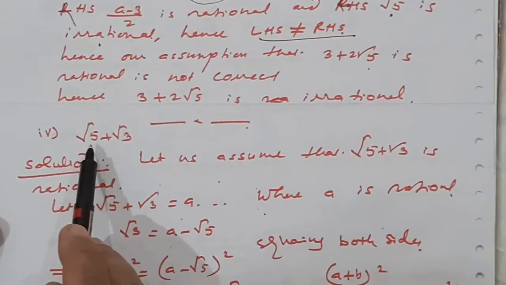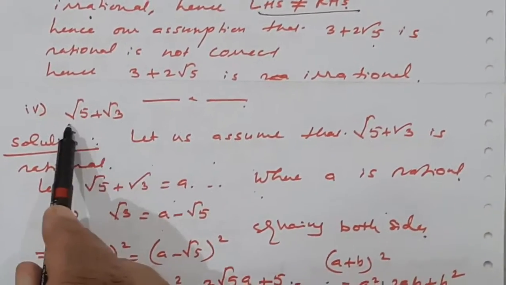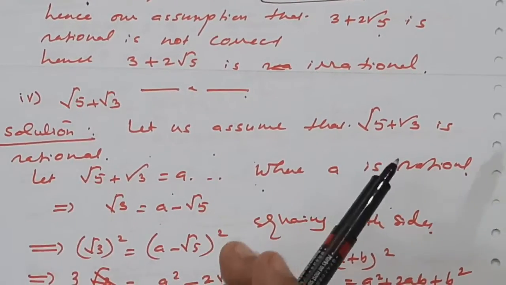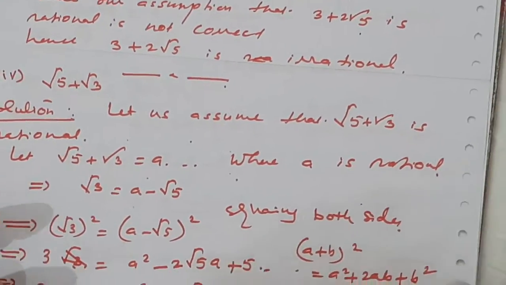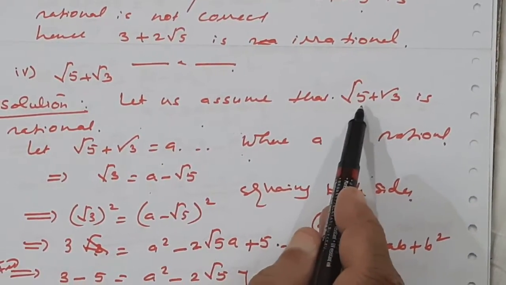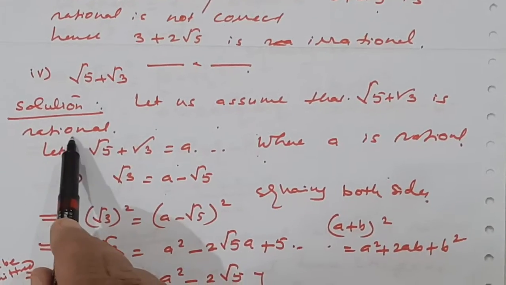Now in this example I have taken both the root forms. Very simple it is. Now both the root forms are there. Little different treatment we have to give. Again we start by the same procedure. Let us assume that root 5 plus root 3 is rational.